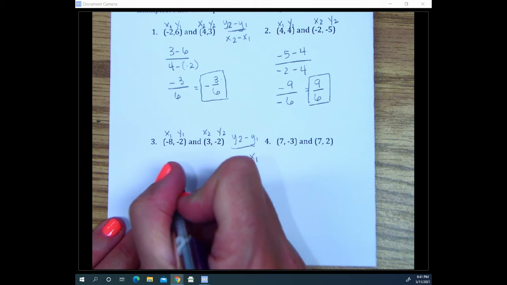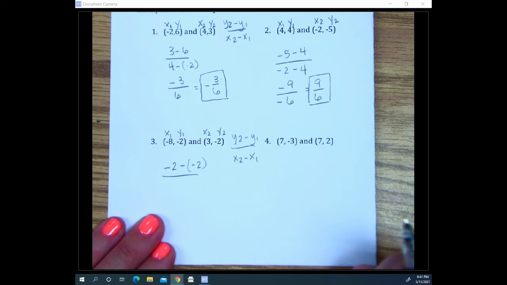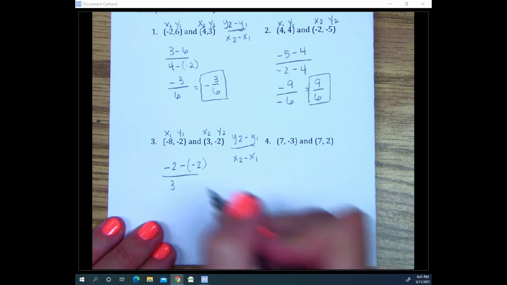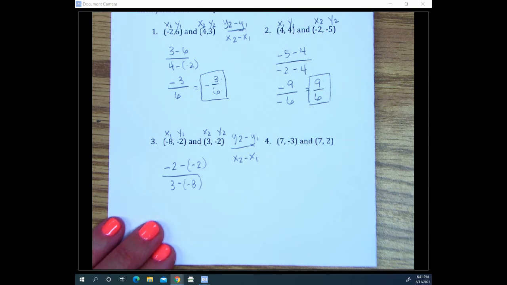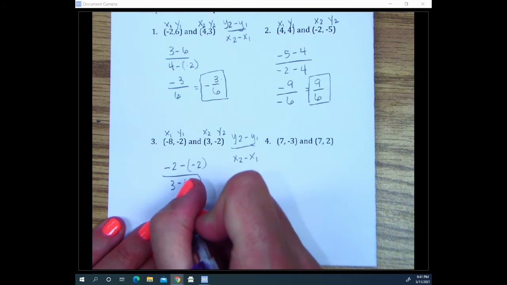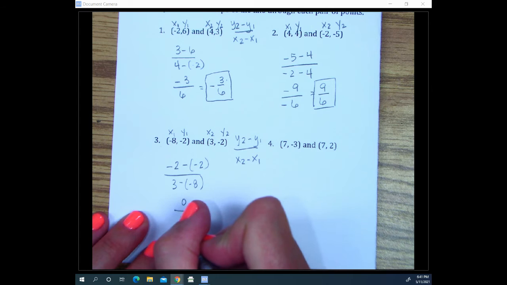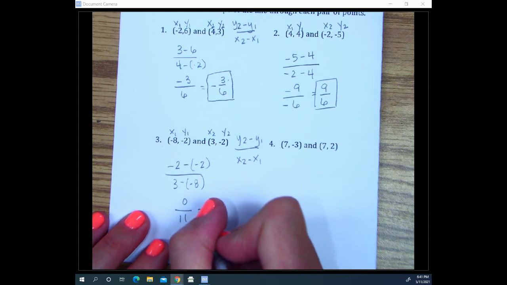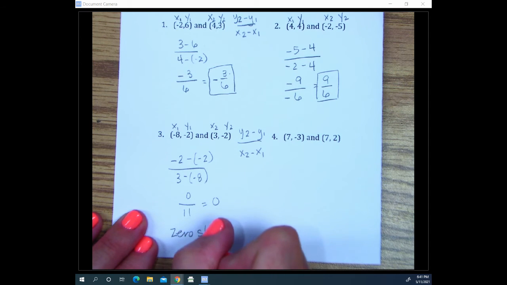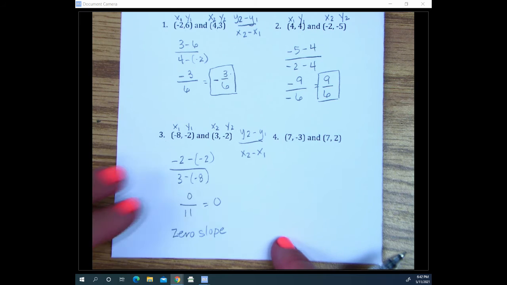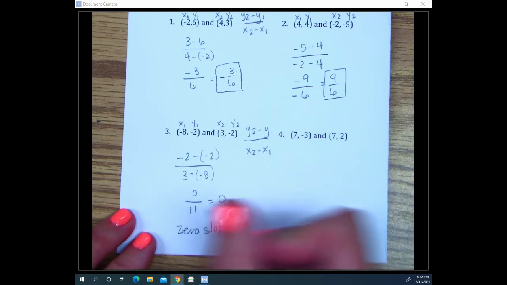We've got y2, which is -2, minus y1, which is also negative 2, over x2, which is 3, minus x1, which is negative 8. I know that negative 2 minus negative 2 is the same as negative 2 plus 2, so that's 0. 3 minus negative 8 is the same as 3 plus 8, so that's 11. And 0 divided by 11 is 0. So I know this is a 0 slope. All right, so that's just a 0 slope.